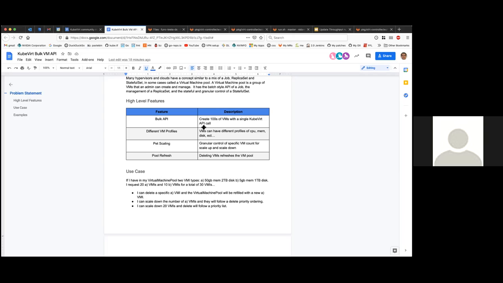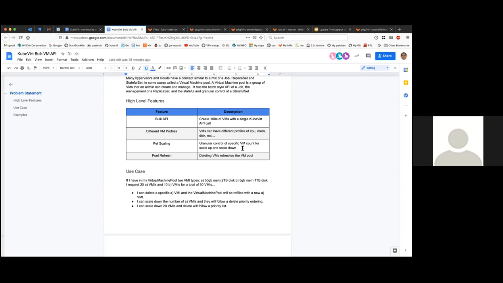Okay, so with the virtual machine instance replica set, I can only have one type of virtual machine, right? I can only scale up a single type of the virtual machine. And if I scale down, I don't have the ability to control what gets deleted. We don't care. The API doesn't care.